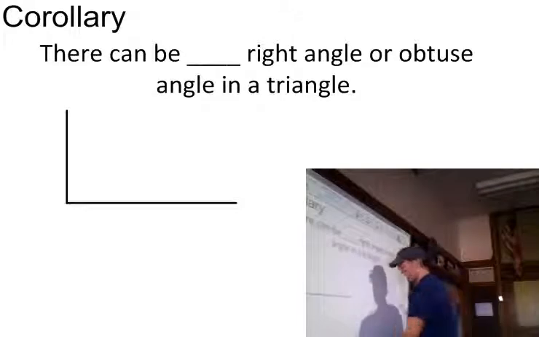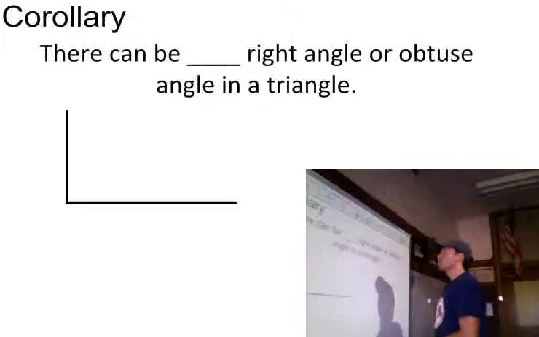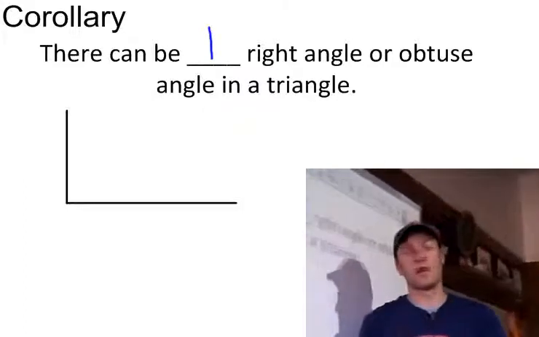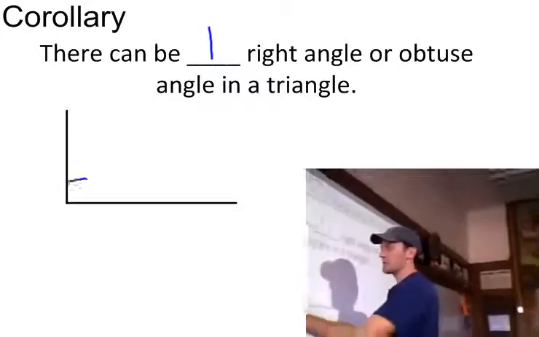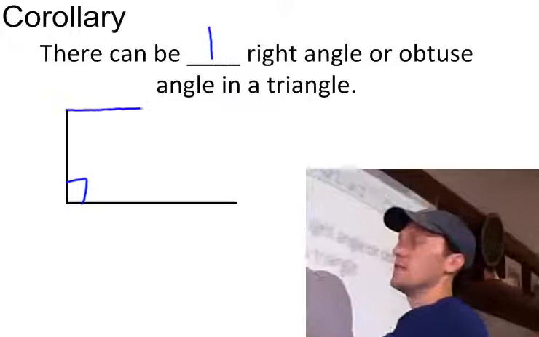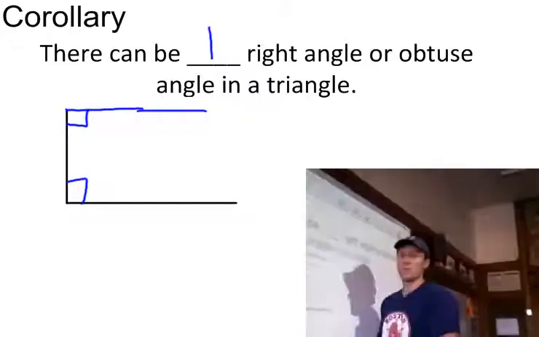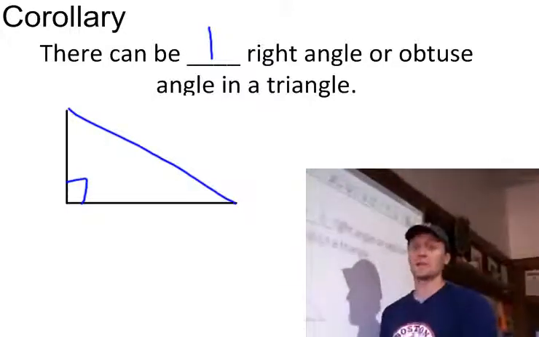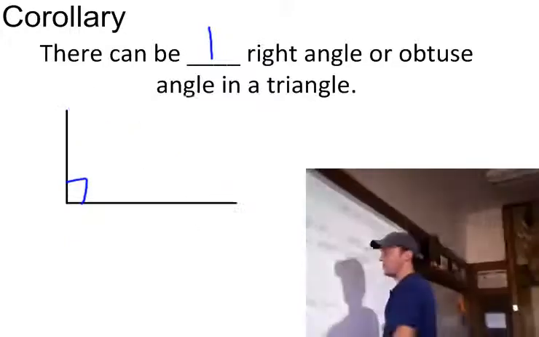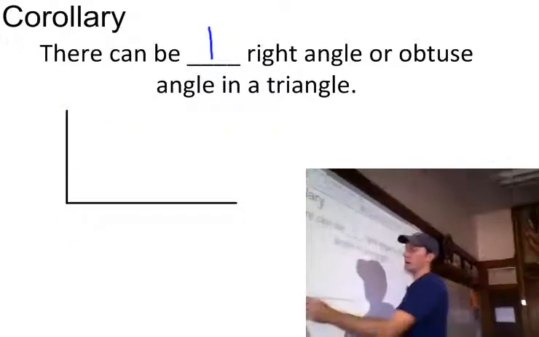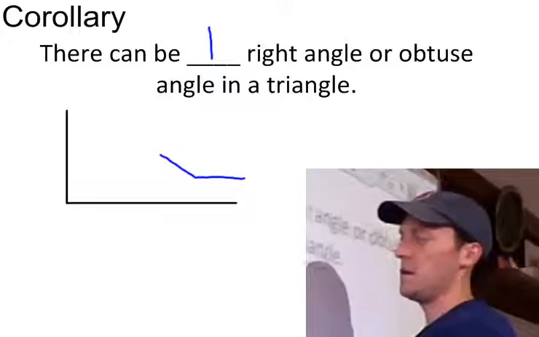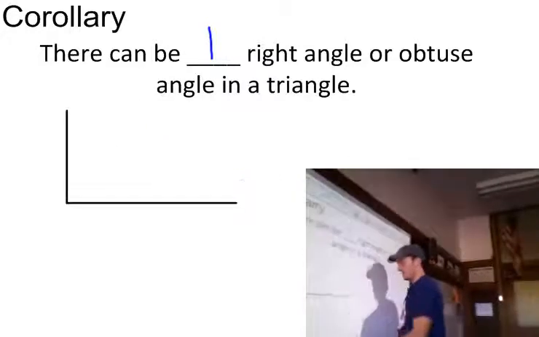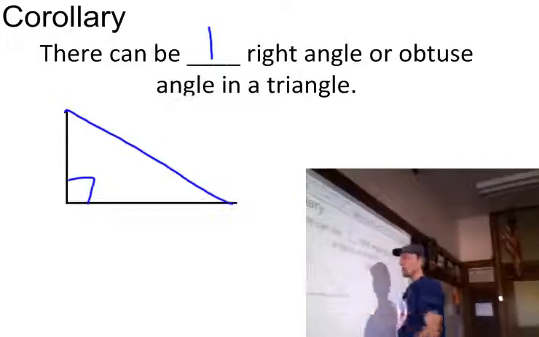Another corollary. There can be at most one right angle or one obtuse angle in a triangle. So here's my right angle. If I made another right angle, I'd never have a triangle. There can only be one right angle if this is going to close and be a triangle, or one obtuse angle. You could never have an obtuse angle and then another obtuse angle. You're never going to have a triangle that way. One right angle, one obtuse angle, and that's it.